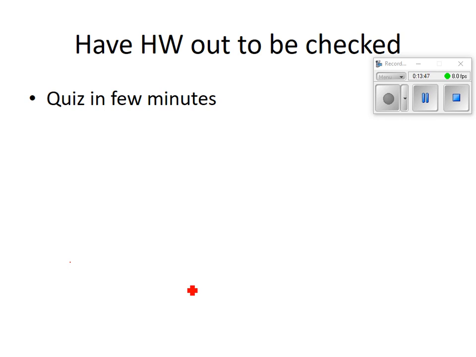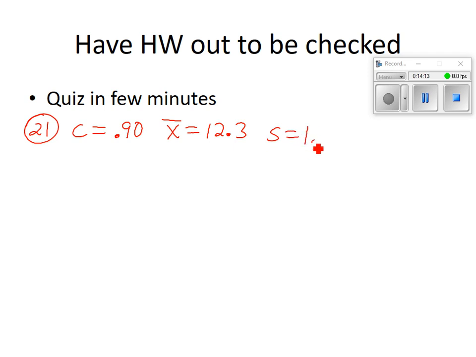From 21 through 24. Do 21. For 21, they give us C equals 90, so we want a 90% confidence interval. X bar is 12.3, and S is 1.5, and N is 50.